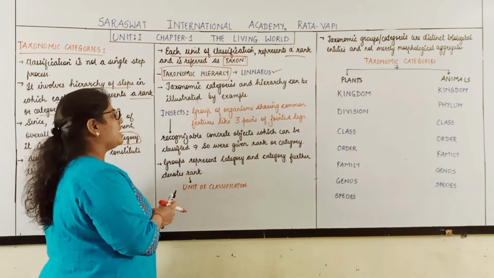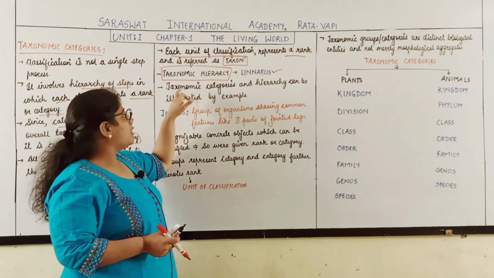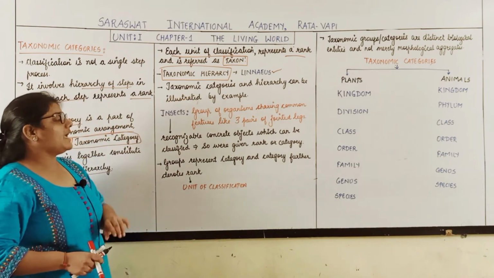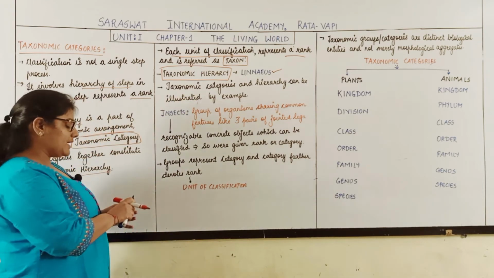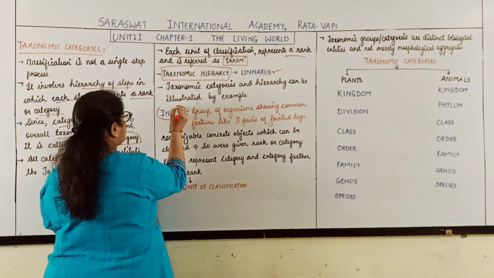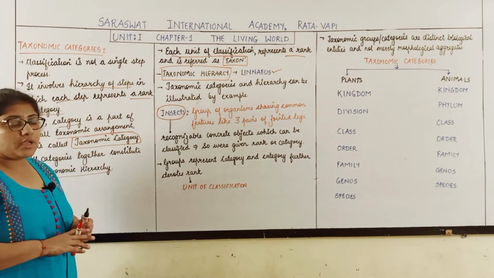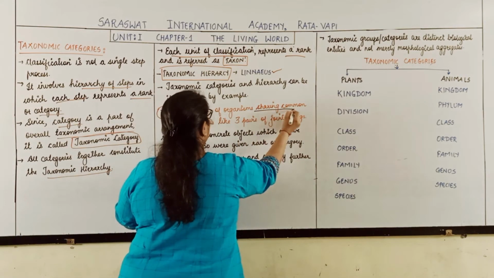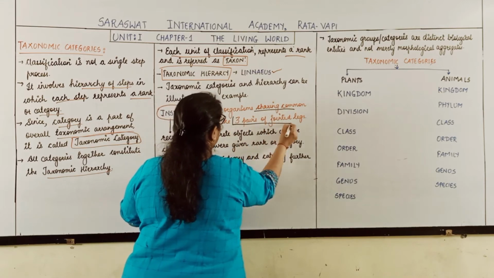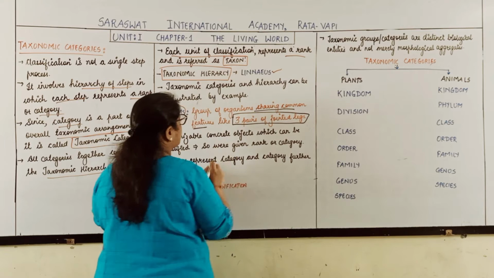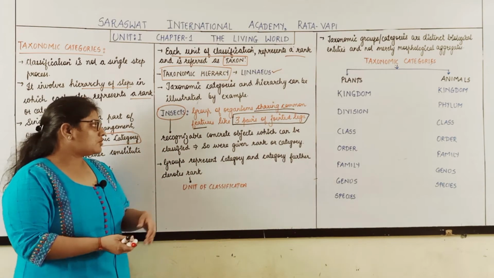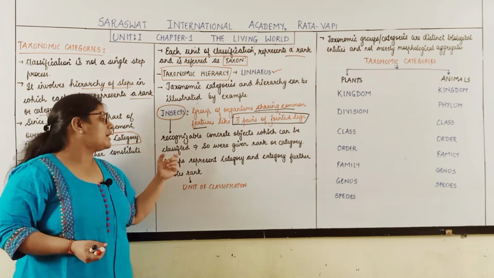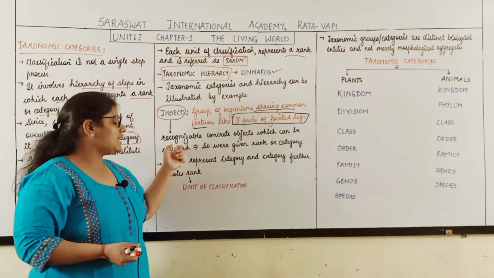Now students, if we want to study taxonomic categories and hierarchy properly, it can be easily studied by taking an example. Say for example, I consider the insects. What do insects include? Basically, it includes a group of organisms which share a common feature like 3 pairs of jointed legs. So students, these insects are recognizable concrete objects which can be easily classified.